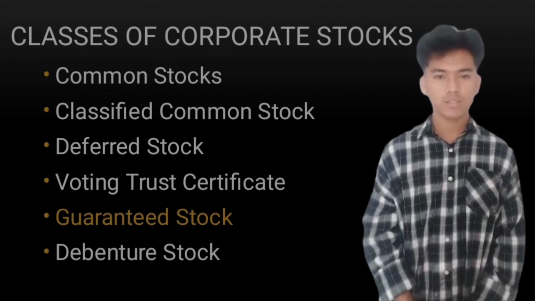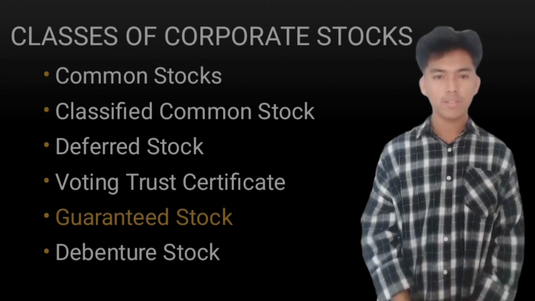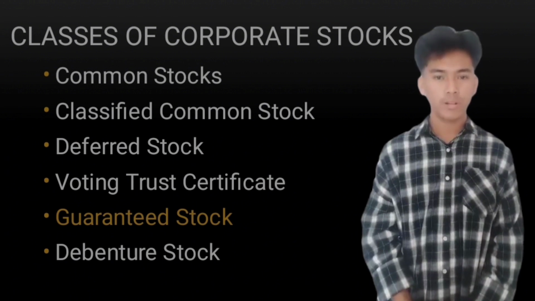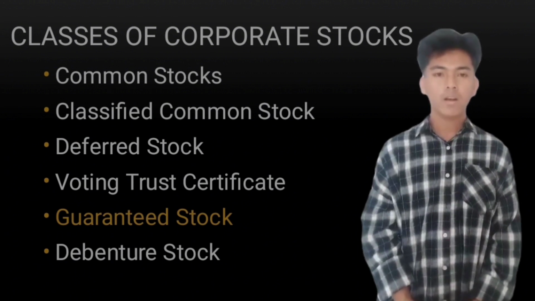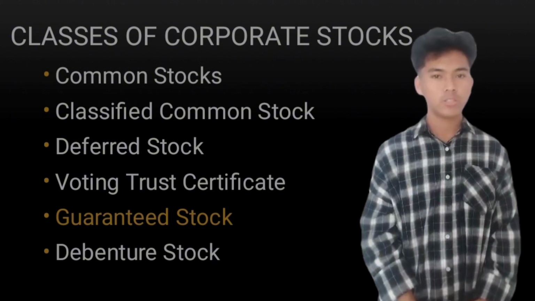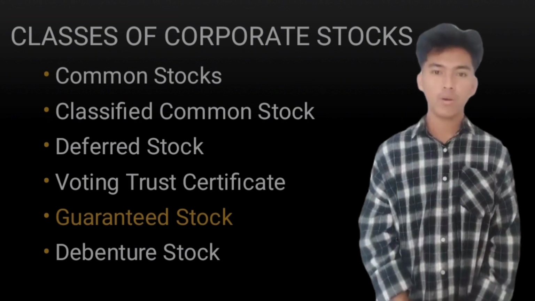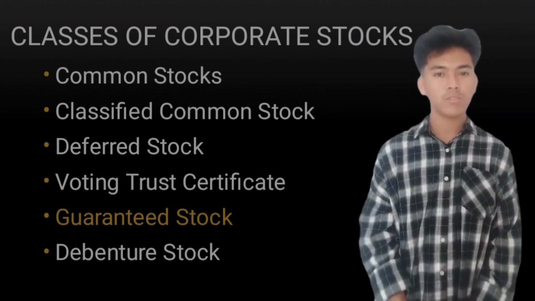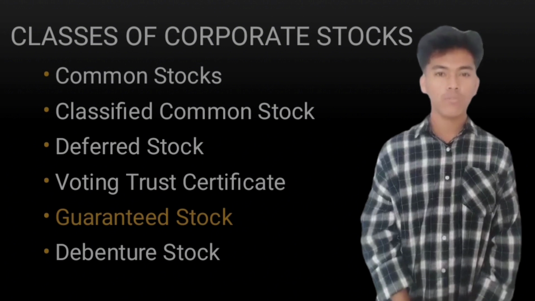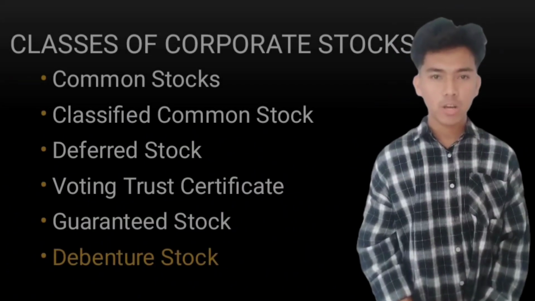So guaranteed stocks refer to a stock of a corporation wherein the payment of the dividend is guaranteed by another corporation. So guarantees may arise when a corporation purchases or leases the product or the property of another. A holding company may also guarantee the stock issues of one of its smaller subsidiaries to make an issue more attractive in the market. The next one is debenture stocks.